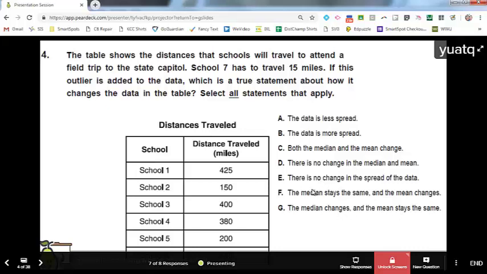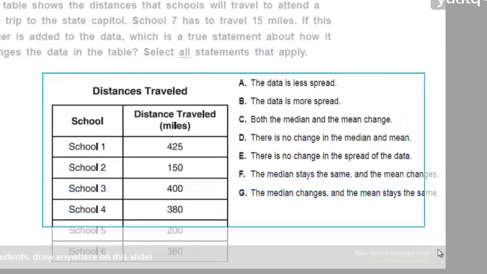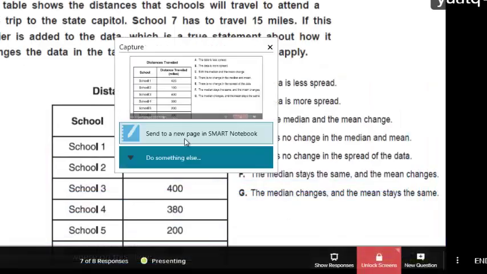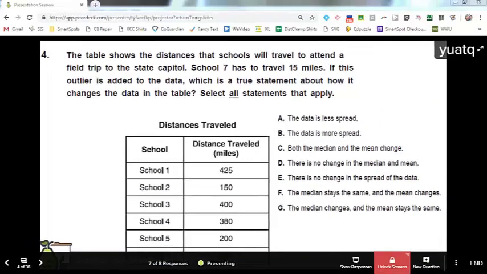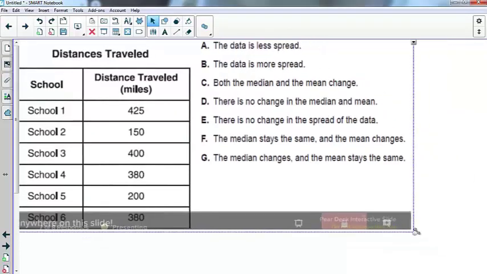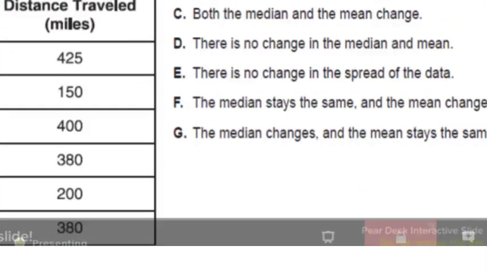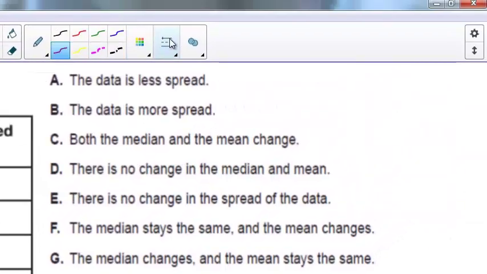Just for good measure, did anybody actually find the mean or the median? Nobody actually found it, you just guessed? No. Ooh, okay, so whenever you do the EOC, you need to actually do it, okay? You need to determine what the actual mean and what the actual median is, because if you just guess, you are so setting yourself up for failure. So I would guess that they both change, but for good measure, I'm going to check it because I want to be sure, okay?